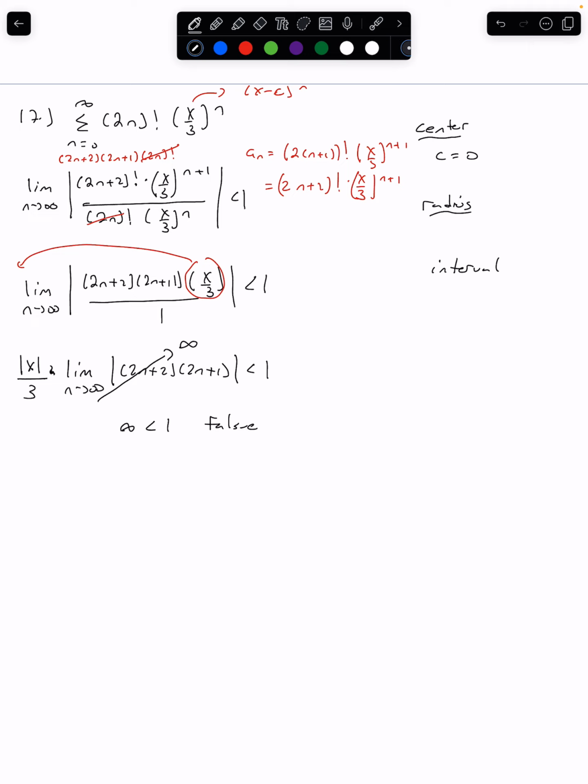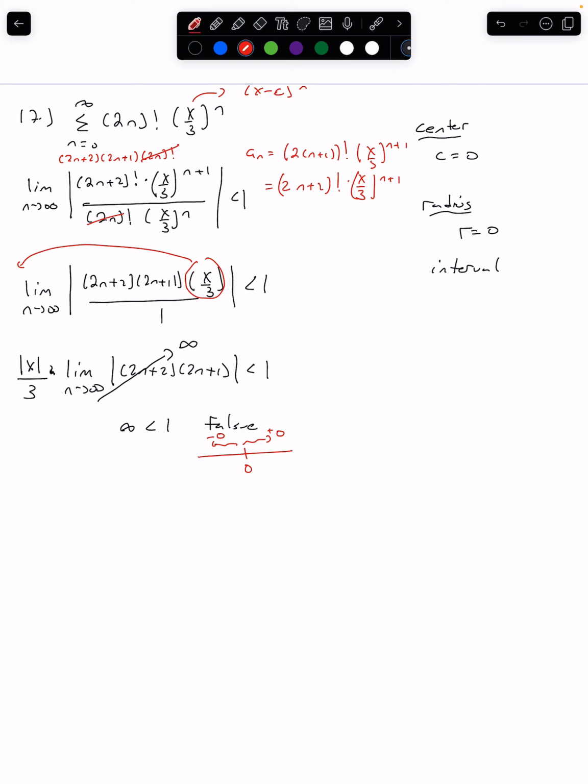If we want to think of our radius, remember, we're looking for our radius. Well, this is saying that nothing will work. So if I start at my center, which is 0, how far out can I go to make it converge? And the answer is 0. I can't go anywhere. If I go to the left, I really can't go anywhere either. So that is telling us that our radius is 0.